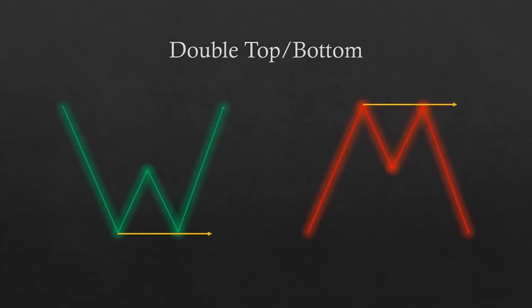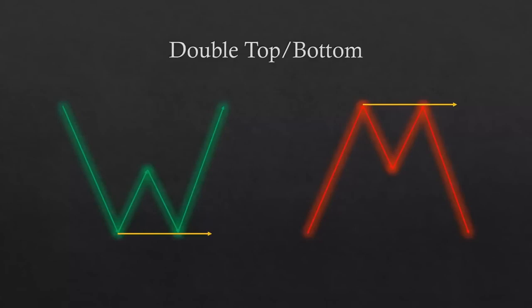In the double bottom, the market will produce 2 lows at the same price level and then reverse to an uptrend. In the double top, the market will produce 2 highs at the same price level and then reverse to a downtrend. Notice that the double top or double bottom pattern has more sideways motion than a climax, but not enough to be considered an accumulation or a distribution.